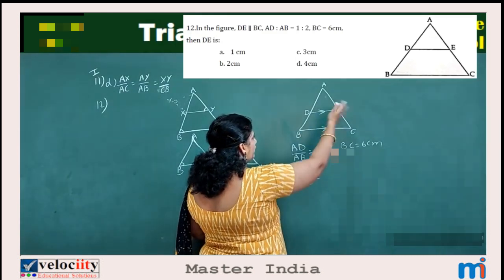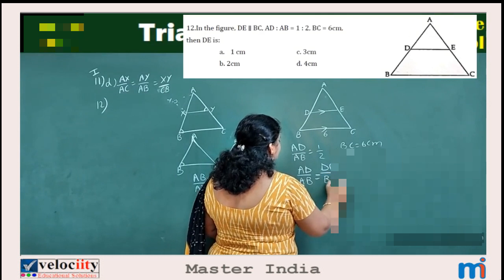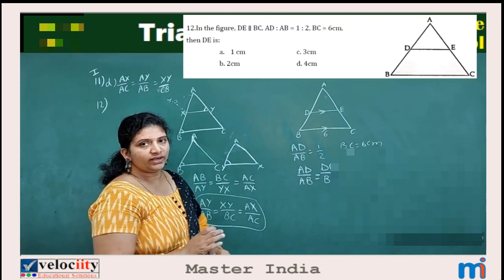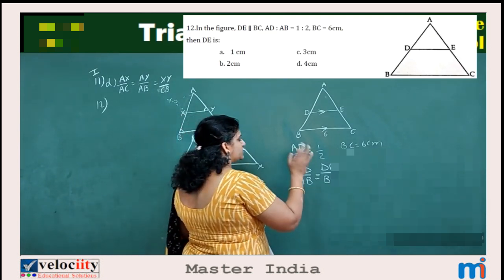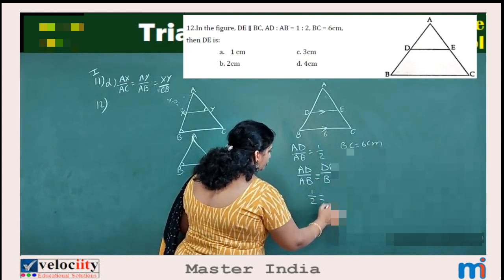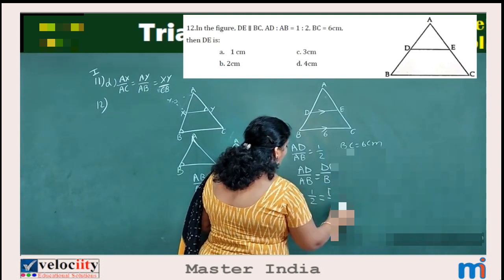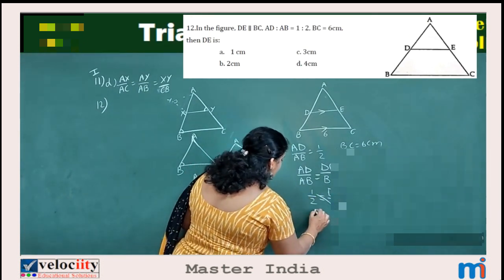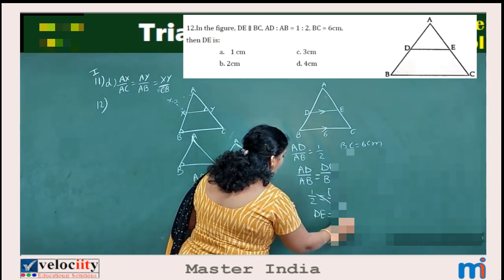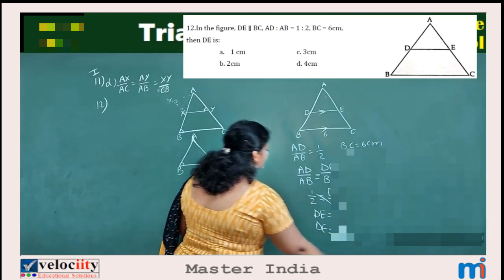is equal to, I don't want the third side, I take this one, DE by BC. So the two triangles' ratio is given. It will be equal to the 1:2 ratio. Therefore, AD by AB ratio is 1:2. And we know BC, we don't know DE. BC value is 6. Now send the 6 this side. DE is equal to 6 by 2. That will be DE is equal to 3 centimeters.